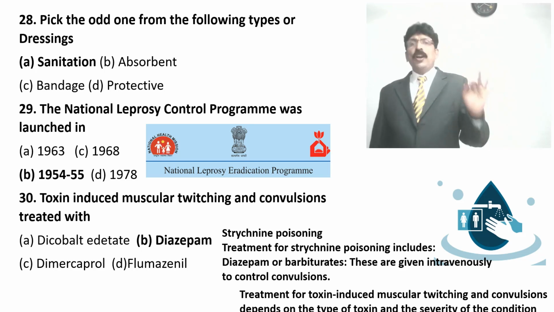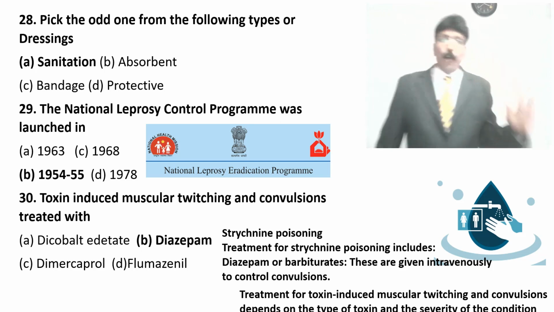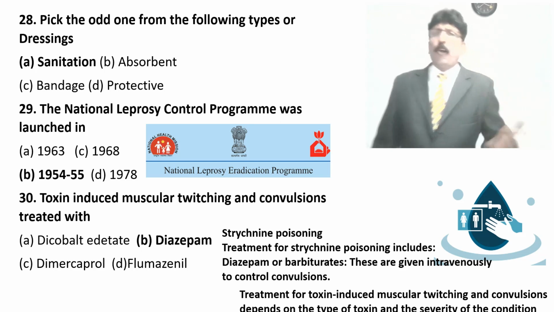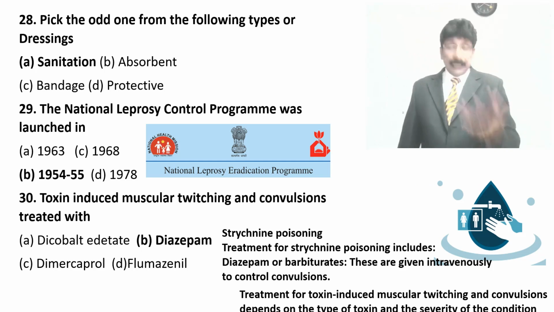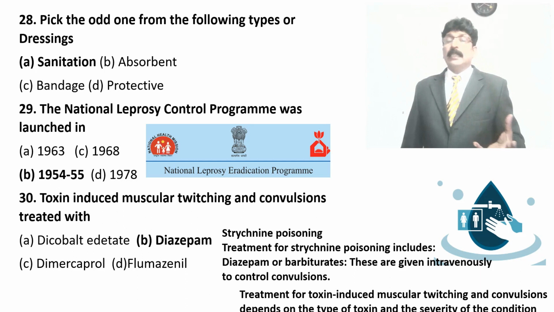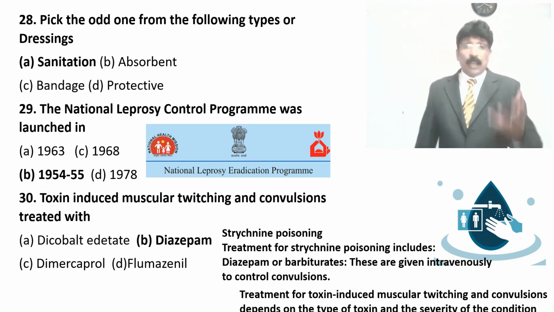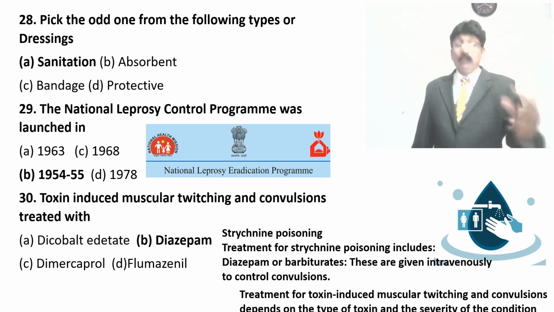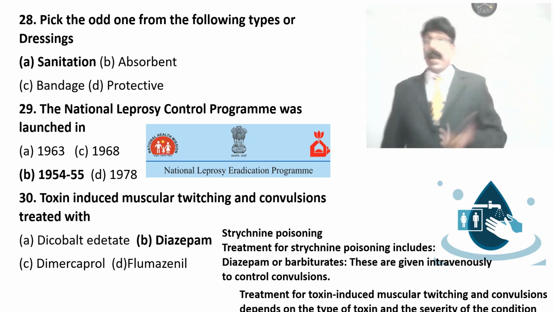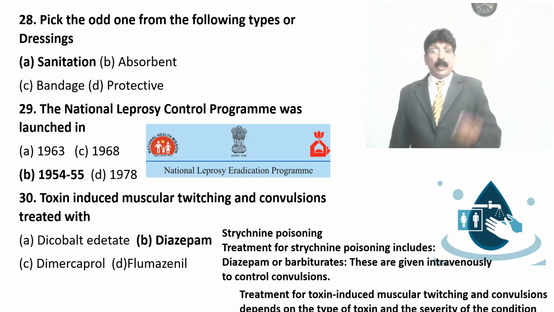Here they have given 4 choices, like dicobalt edetate. What is dicobalt edetate? Remember, dicobalt edetate is a chelating agent. It is used for cyanide poisoning. It contains cobalt, like cobalamin. Dicobalt edetate can be used as an antidote for a cyanide poisoning patient. And dimercaprol.